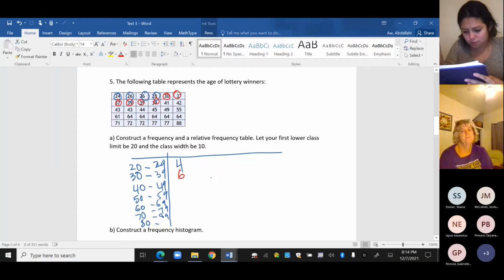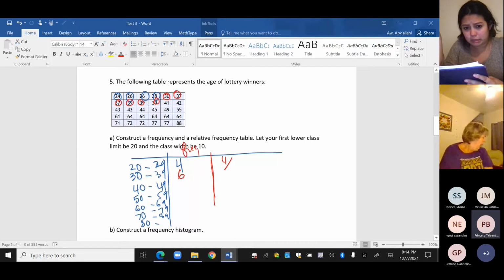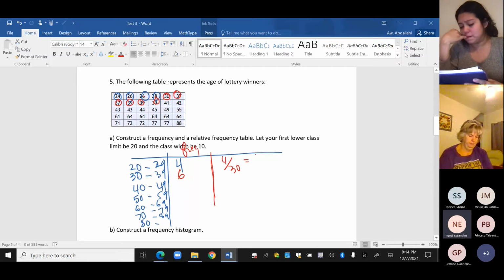So if you say, what is the relative frequency? This is a frequency. What is the relative frequency? You divide 4, for instance, by 30. How much do you have? I got 0.13. Dividing by 30, which is 0.13, right?